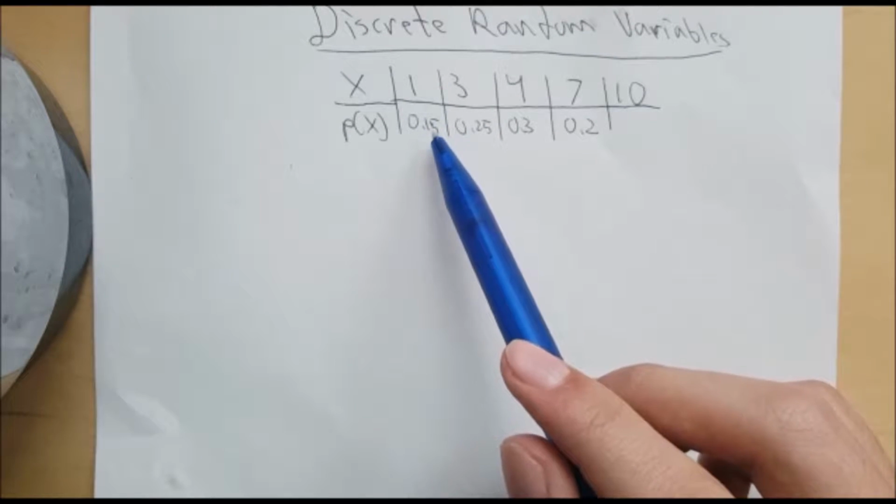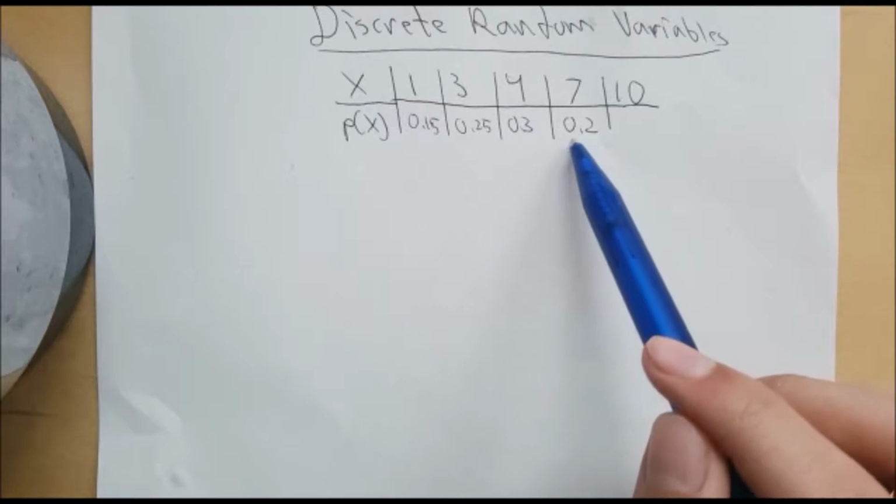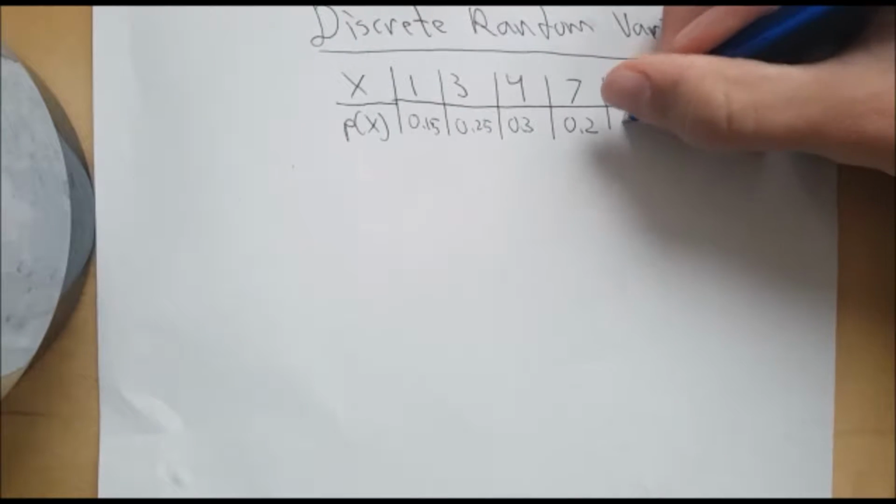So let's do 0.15 plus 0.25, that's 0.4. This is 0.5. So this all adds up to 0.9. So then this one has to be 0.1.